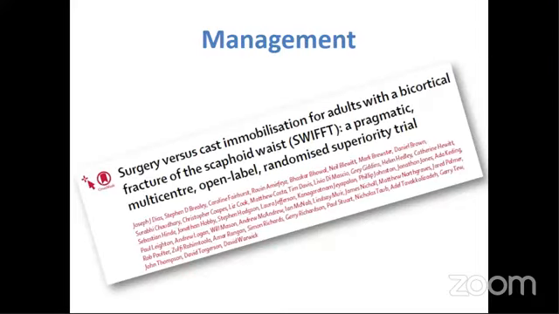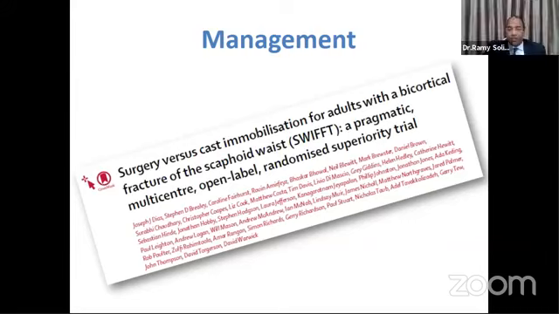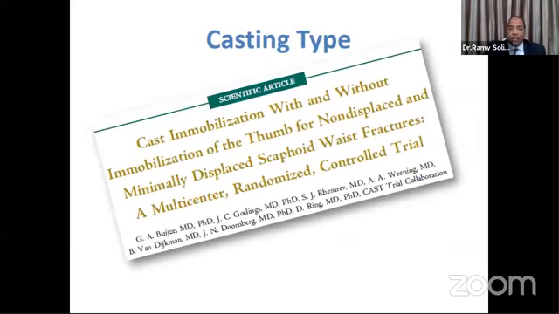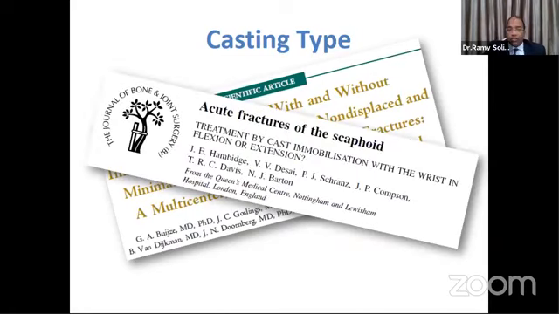The results of conservative rather than surgical treatment are controversial, but in a paper published in The Lancet in 2020 under the name of Swift, there is no long-term difference in the results between conservative and surgical treatment. The paper found that whether the thumb is included or not wouldn't affect the time to union or the rate of non-union. The position of the wrist, whether in 20-degree flexion or slight extension, doesn't affect the results.